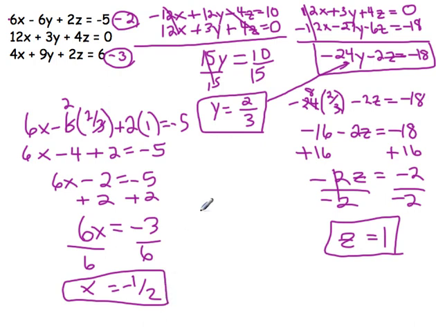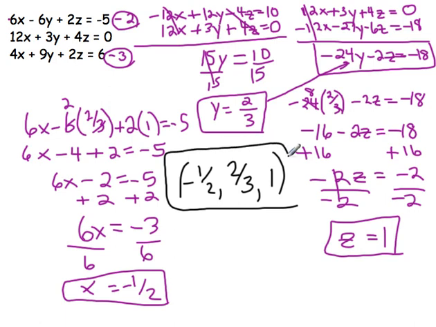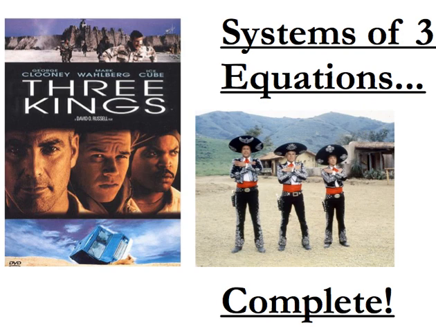Okay? So we end up with an answer of negative 1/2, 2/3, 1. Never be afraid of fractions. They are okay answers. This point does actually work for all 3 equations. And that completes our system of 3 equations.